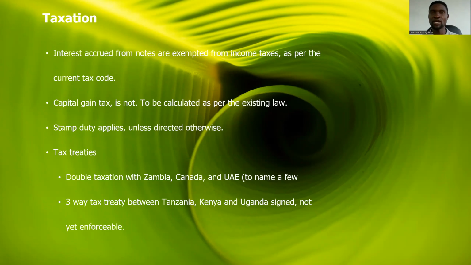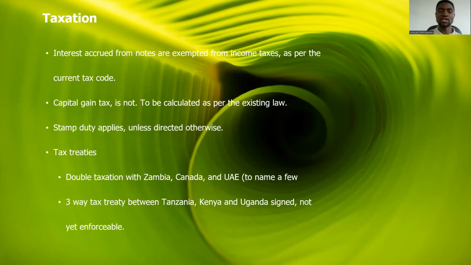But there is capital gains tax. The bond is going to be listed on the Dar es Salaam Stock Exchange, and because it's going to be a tradable asset, in case of capital gain, the capital gain is taxable as per the existing tax code. So you should know that. And then, of course, stamp duties apply, unless directed otherwise.